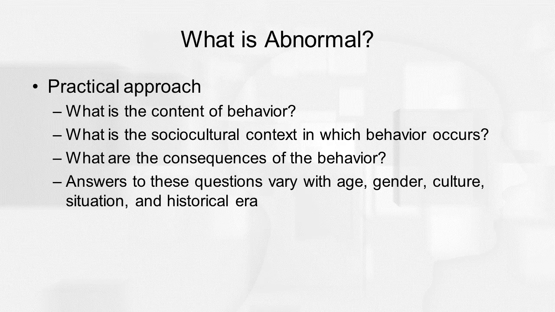And then finally, we try to answer these questions considering age, gender, culture, situation, and historical era. What are normal beliefs for a young child, such as having imaginary friends? We would not consider that normal behavior for an adult. The risk-taking behavior or the egocentrism that comes with adolescence, we would not consider that normal behavior for an adult.